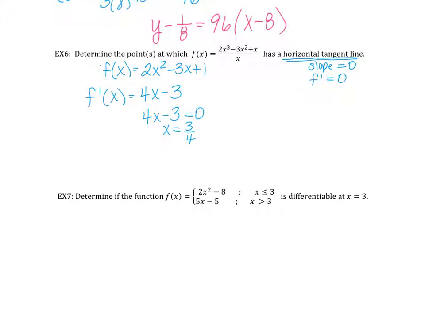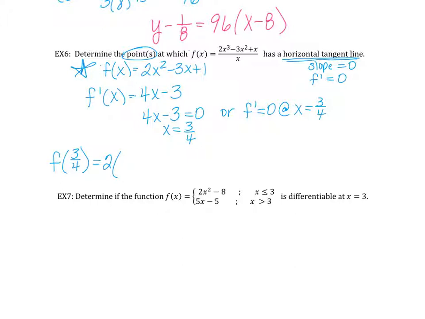Now I either write this or I say this. You have to tell your grader what equation you're solving, so you have to write one of those. You can't just jump from this to all of a sudden x equals 3/4. Now, unfortunately, I'm not done because it says points, so I have to find f of 3/4. So I'm going to plug that back in right there.